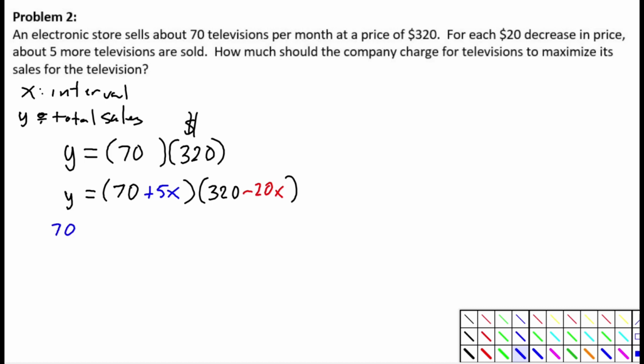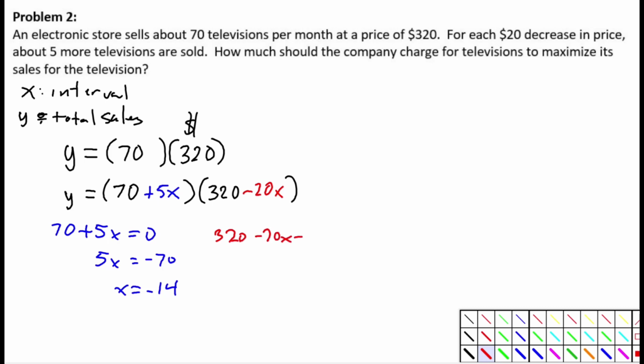So 70 plus 5x equals 0. So x equals negative 70 divided by 5, and that is negative 14. There's one of my zeros. Where's my other zero? So this one will be 320.